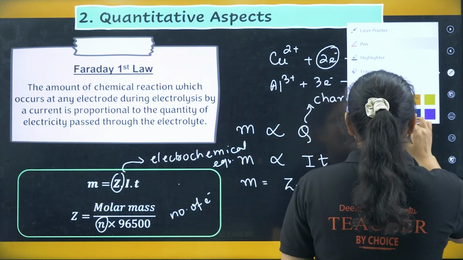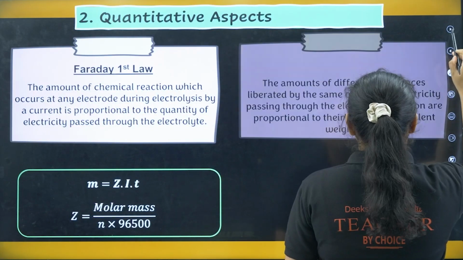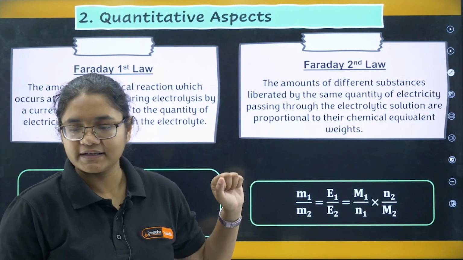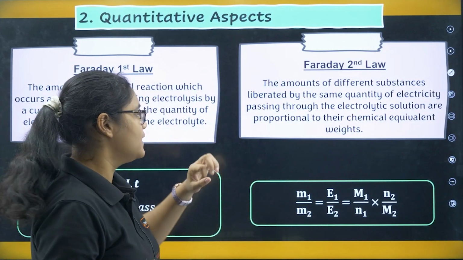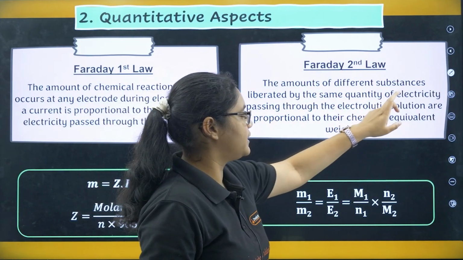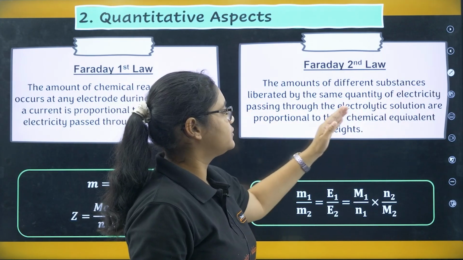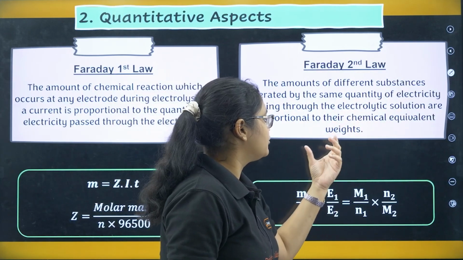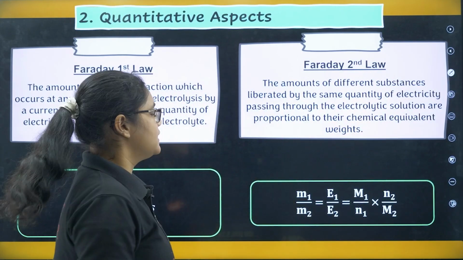But Faraday has also given another law, that is Faraday's second law. What does the second law say? The second law says that the amounts of different substances liberated by the same quantity of electricity passing through the electrolytic solution are proportional to their chemical equivalent weights. Now let us understand the second law in detail.